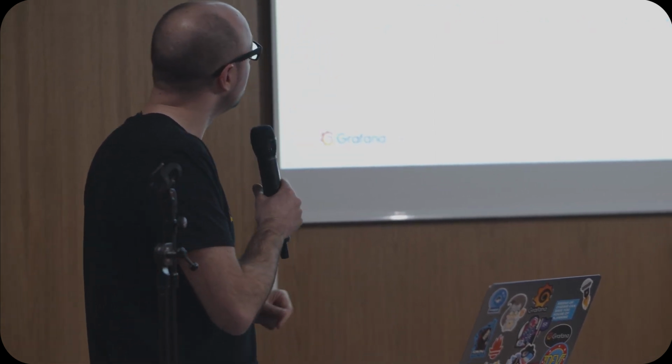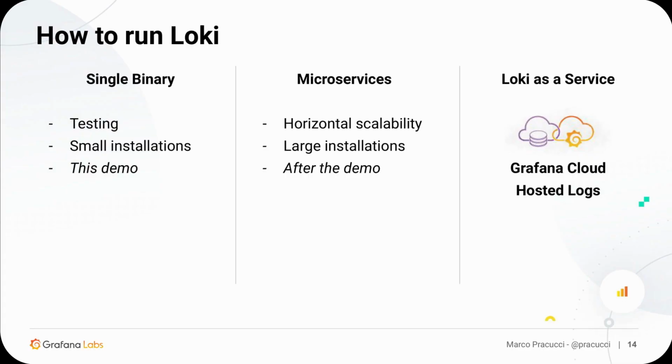There are 3 ways to run Loki. The first one, and the easiest one, is the so-called single binary mode. So Loki is just one binary, pretty much like Prometheus. You can download it, you can run it on your computer, you can also run it with some little limitations on multiple nodes, so in a little cluster. And it's usually used for small installations, and it's the way I'm going to run Loki in the demo.